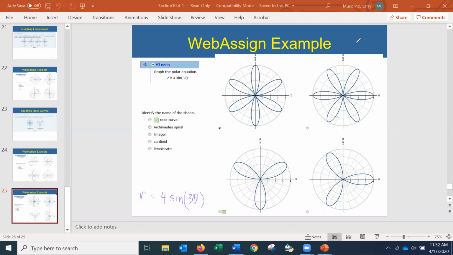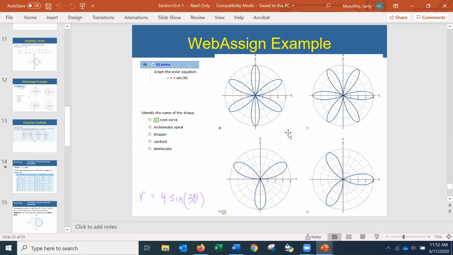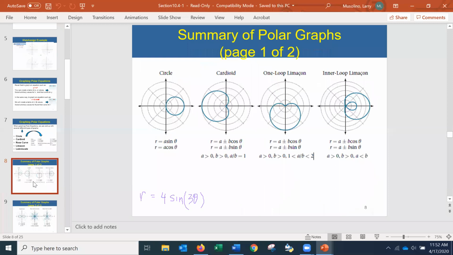All right, well, as usual, I'm going to go back to slides 8 and 9. You could probably guess it's going to be a rose curve because all the choices are rose curves, but let's go back to slide 8 and 9 anyway. Here's slide 8. Well, I know my equation doesn't match up to slide 8 because my equation is 3 theta. None of these examples here are 3 theta. Let me go to slide 9. So I'm coming here to slide 9.